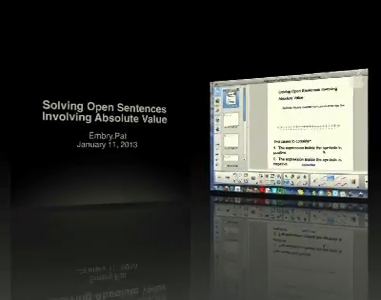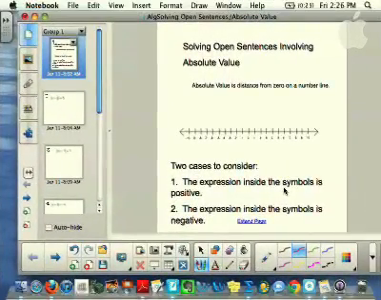Let's take a look at solving open sentences involving absolute value. Recall that absolute value is the distance from 0 on a number line. So if I'm going to find the absolute value of 7, it is 7. But there is another number that has the same answer. What other number is 7 units from 0? Negative 7. The absolute value of negative 7 is also 7.